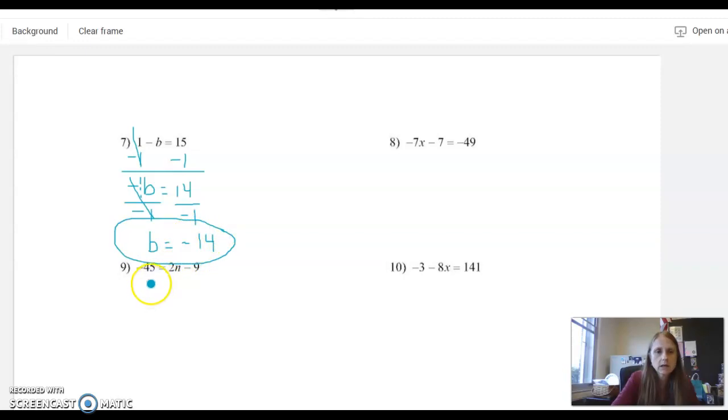All right, let's look here. -45 equals 2n minus 9. N is not alone because of the -9. So to move a -9, we would add 9 on both sides, right? What you do to one side, you have to do to the other.